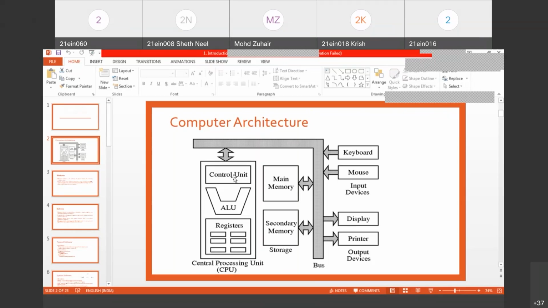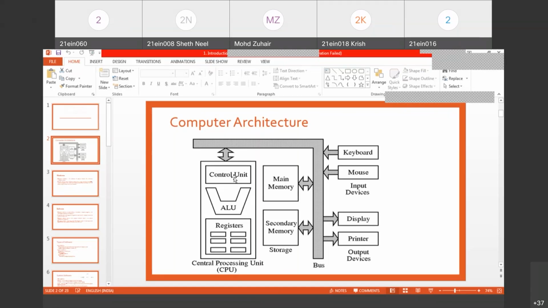And the output devices can be your screen in which you are looking at your PPT, that is the display, the printer, or the speaker through which you hear my lecture. You are using either a speaker or a headphone, so the sound is coming through an output device. So this is the basic structure of computer architecture.